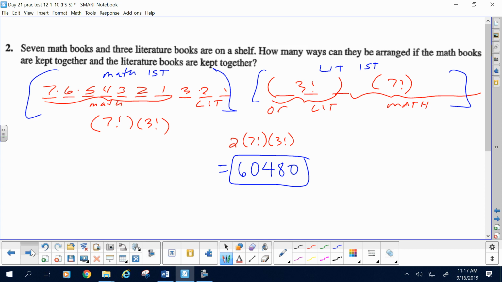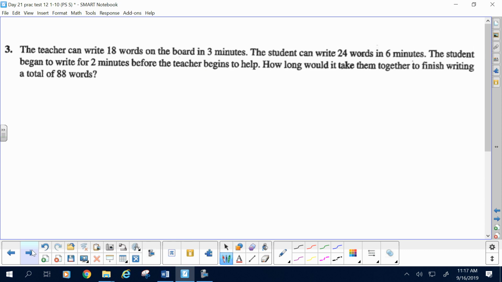All right. What about number 3? I don't know how you were taught this, but I did it my own way. Let's see how. Do you remember, is there a general formula to this idea? The teacher can write 18 words on the board in 3 minutes. The student can write 24 words in 6 minutes. The student began writing for 2 minutes before the teacher begins to help. How long to do a total of 88 words?